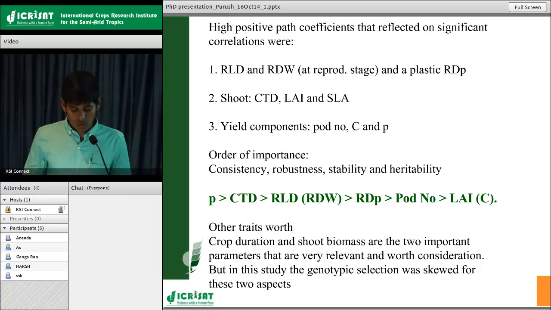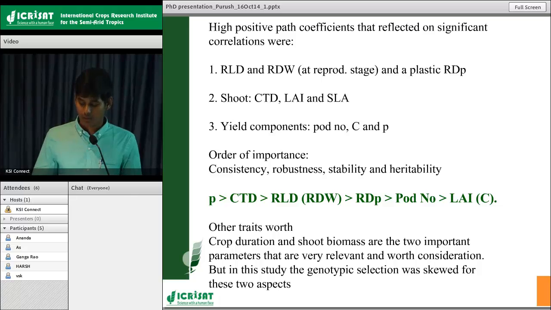The other traits worth noting are phenology and shoot biomass, which are two important parameters that are very relevant and worth consideration. But in this study, the genotypic selection, as I mentioned, is skewed, and the phenology was not much wider, so it doesn't seem to contribute to the grain yield.